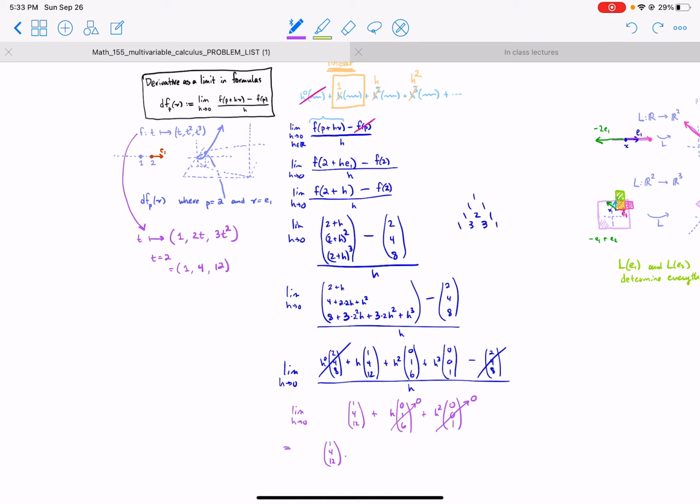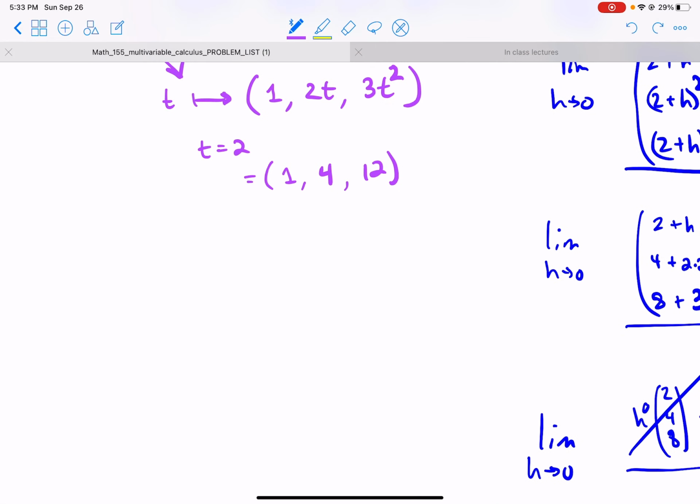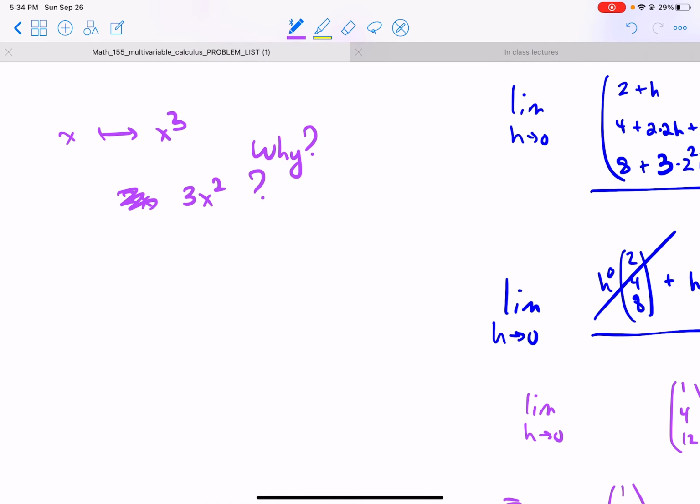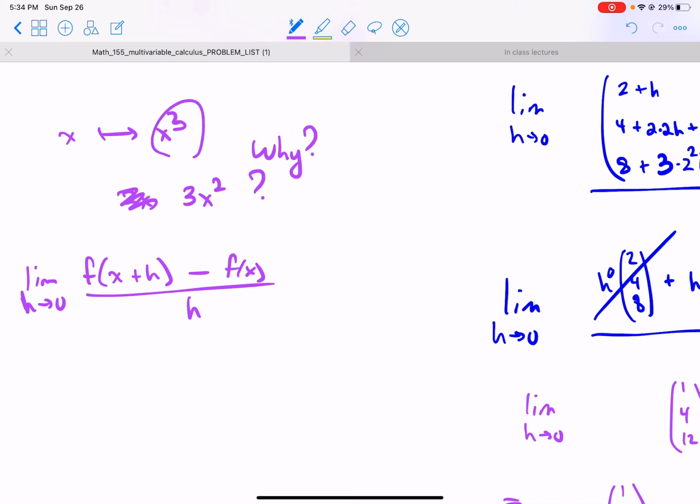And remember, when we take in calculus, we send x to x squared. Like, why is the derivative 2x? When we send x to the third, why is the derivative 3x squared? Why? And actually, if you'll remember, it's this limit formula. We had f of x plus h minus f of x over h, and limit as h goes to 0.